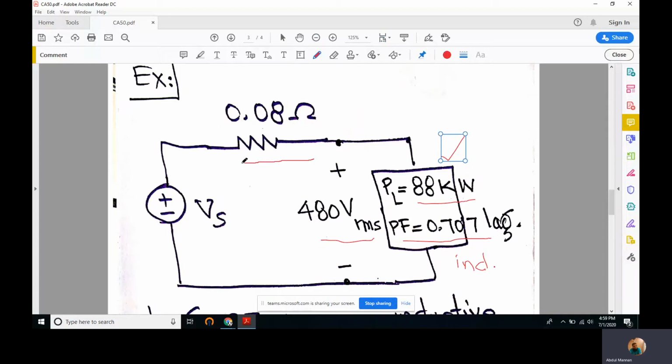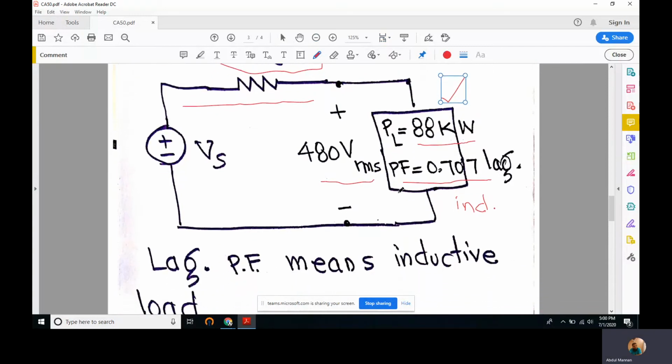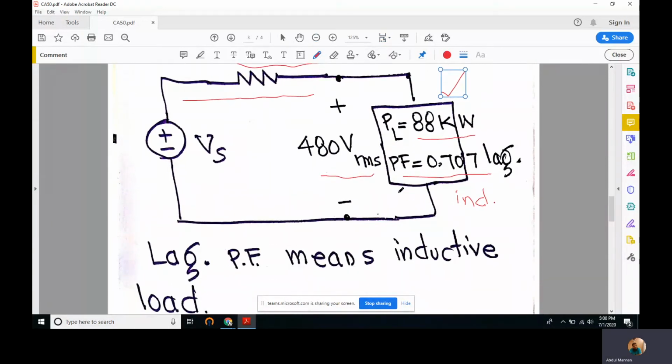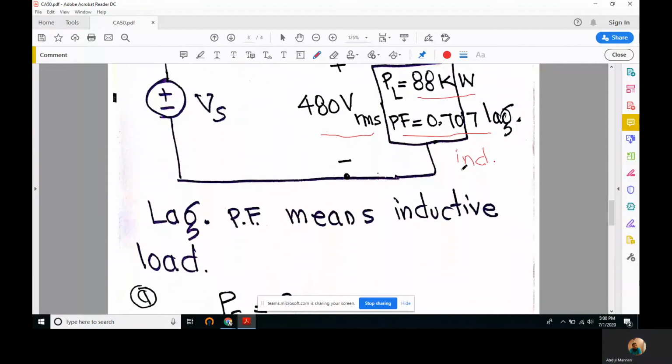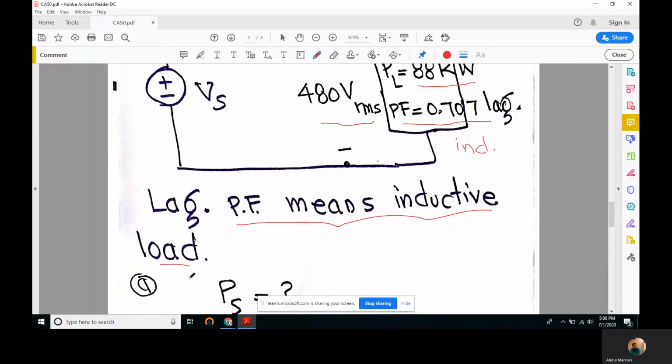This is the line that takes voltage Vs to this load, and the line has a very small resistance, 0.08 ohms, but there is a voltage drop across it, which is not mentioned. We are given only the voltage drop across this load. This may be a motor or any other load, but it is inductive, drawing 88 kilowatts. 88 kilowatts of power is absorbed in it and it has a 0.707 lagging power factor. Lagging power factor means, as I have also written here, it's an inductive load.